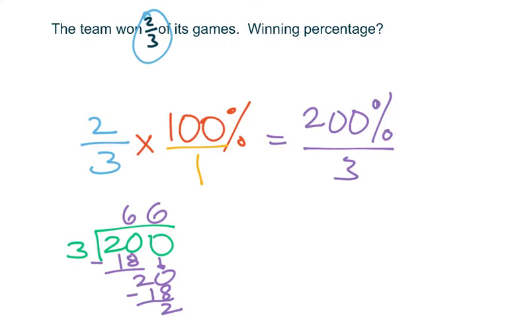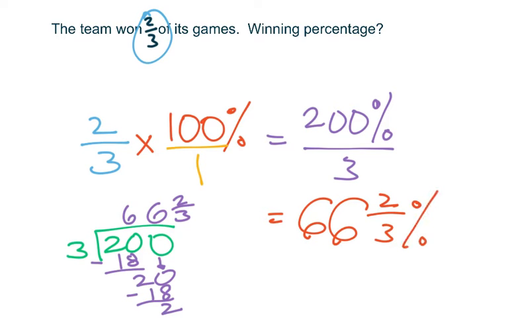In fact, mixed number percentages are the goal and what we want. So we know that 2, that remainder, becomes my numerator, and my divisor is found to be my denominator. So I could say that they got 66 2/3%, don't forget the percent, winning percentage. And is that okay? Well, yeah, it ain't bad.